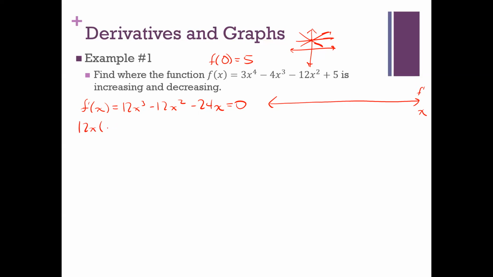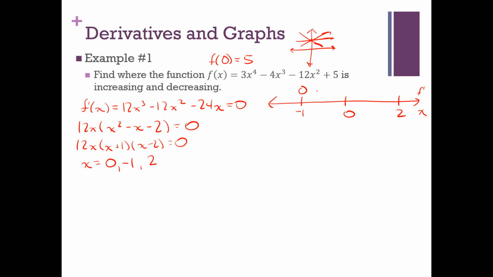12x factors out. So I get x squared minus x minus 2. This factors to (x plus 1)(x minus 2). So I get x equals 0, -1, and 2. So that gives me 3 points to look at. The derivative is 0 at all these places.